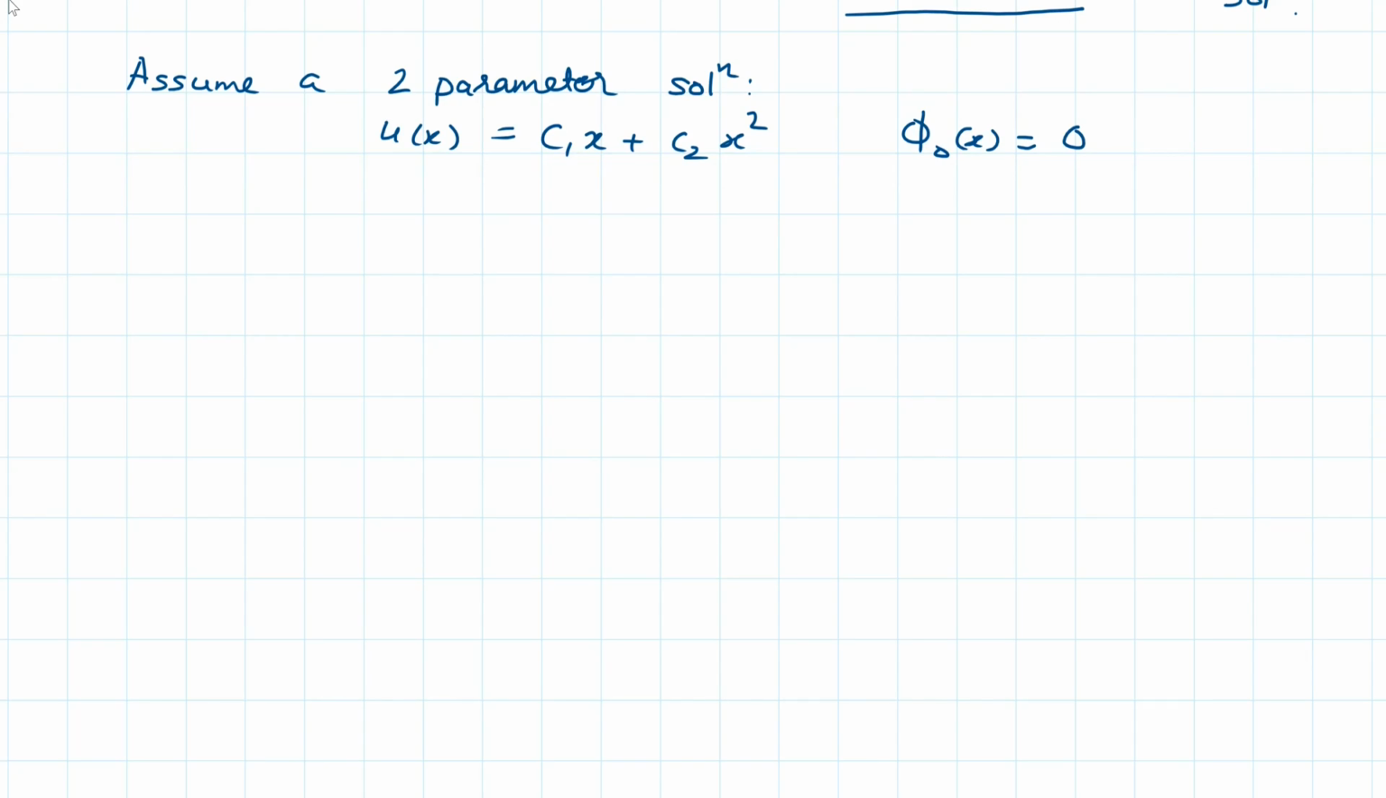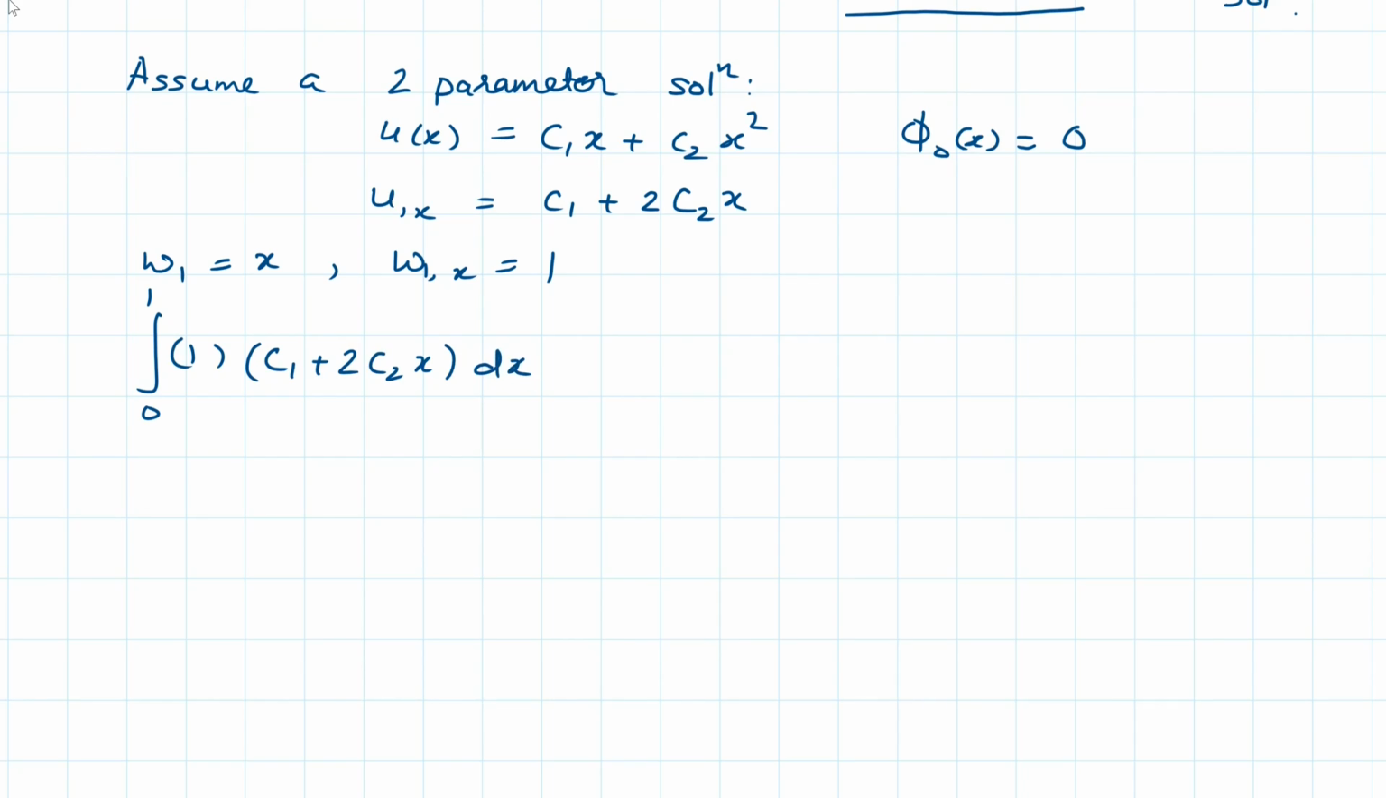Okay, so then I can write u'(x) is equal to c1 plus 2 times c2x. Okay, with Galerkin method, we will have our first weight function w1 is equal to x, and then w1'(x) is equal to 1. So then plugging that into our weak form, we can get 1 times c1 plus 2c2x dx is equal to w, which is x times 2x dx. Okay, simplifying this, we'll end up with c1 plus c2 is equal to 2 by 3, and let's call this equation number 1.